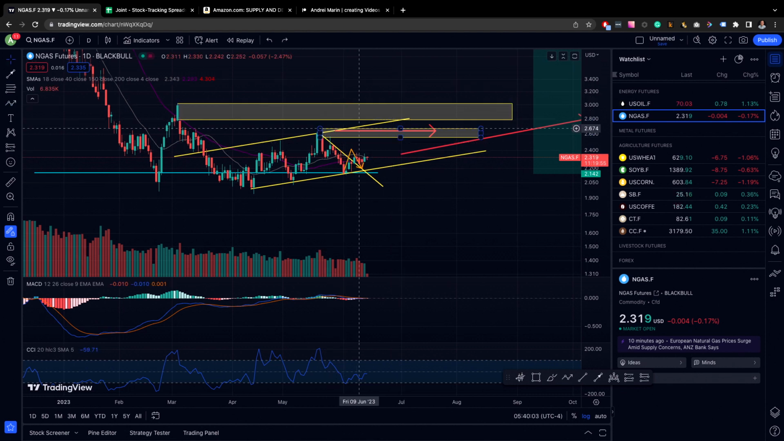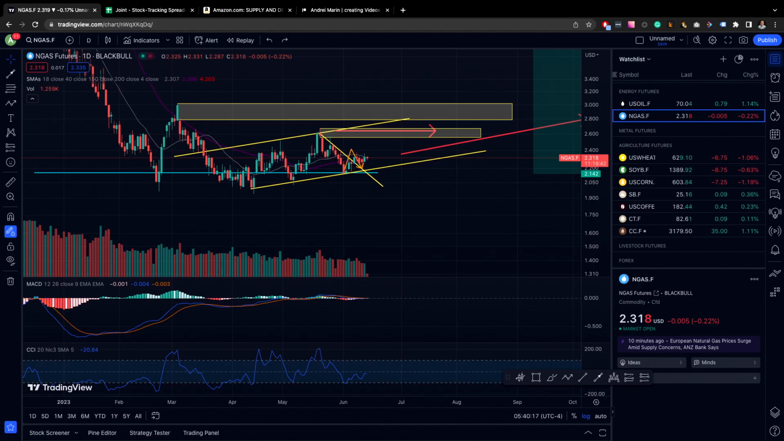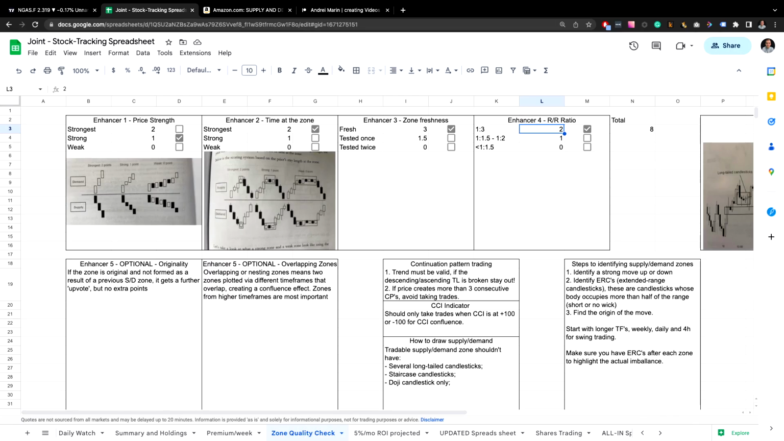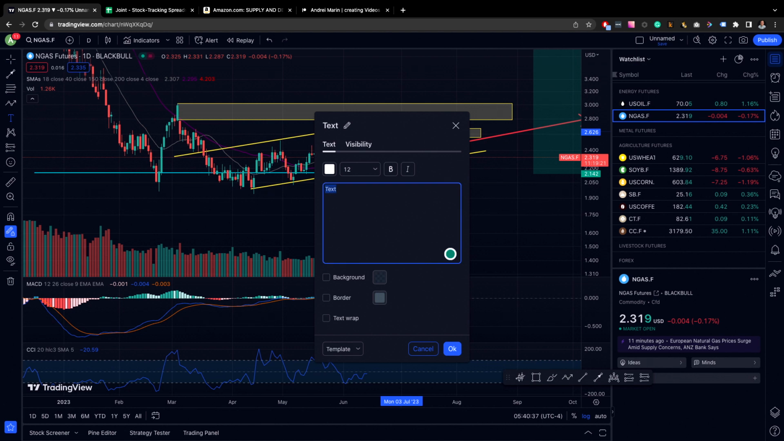So for this zone, for instance, we're gonna take a look here and we're gonna start quantifying it again, and it's gonna be a strong zone. It's not the strongest. It's gonna be a zone that's obviously fresh, and a zone that's strongest from the point of view of time spent at the zone. It's fresh. We're gonna probably have more than 1-to-3 once it reaches there in terms of risk to reward. So this is an 8. And I'm just going to be looking at trading anything that's more than a 7, and I'm just gonna let the odds stack in my favor. So again, I'm writing this down just so I know in the future, and that's it.